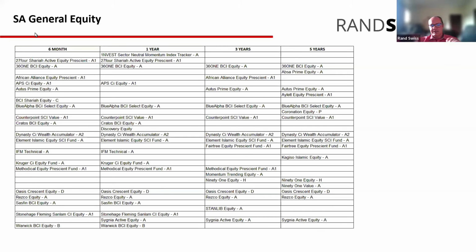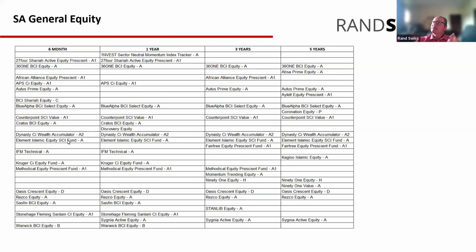What I did here is SA General Equity, all the funds in the SA General sector. This was four years ago, so a lot of things have potentially changed. One or two haven't, which I saw when I was putting the slides together. Some of the really good ones are still some of the really good ones. This was the historic performance from a 6-month, a 1-year, a 3-year, and a 5-year point of view. South African local general equity only.